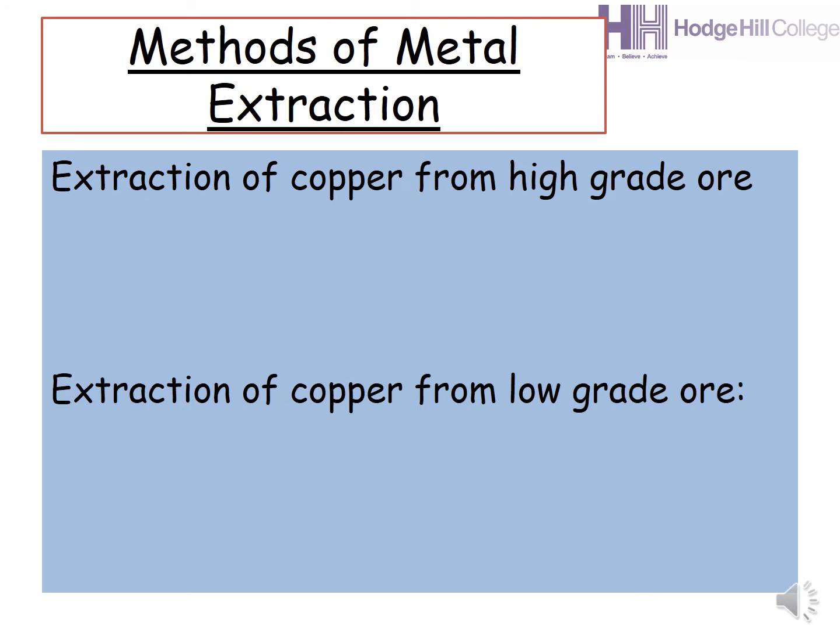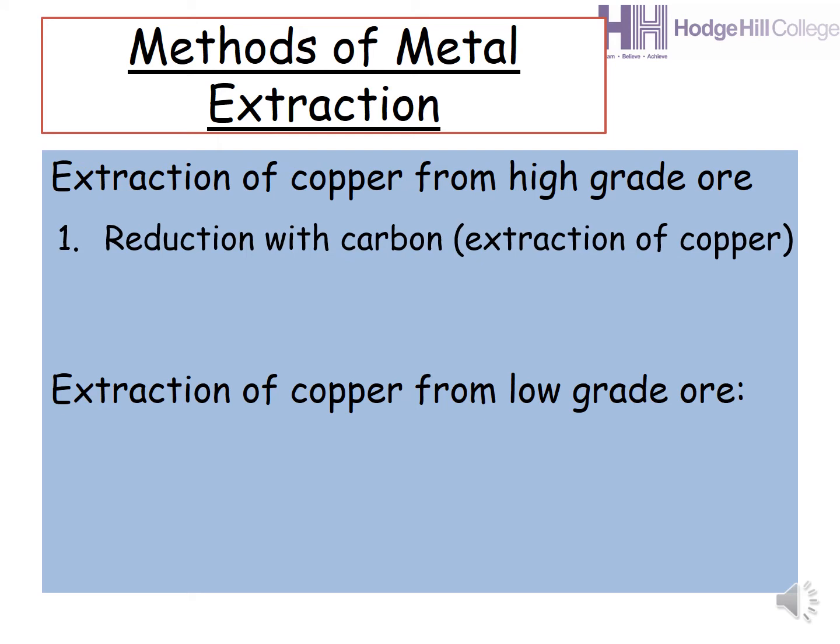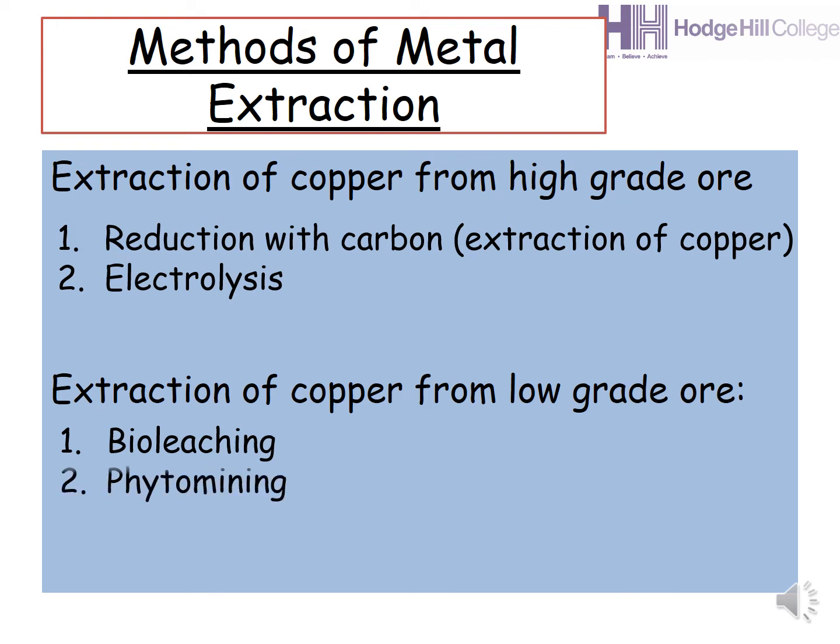Okay, so we're going to focus on the extraction of copper. Now, copper can be extracted from high-grade ores and also low-grade ores. The two main methods of extracting copper from high-grade ores include reduction with carbon and also electrolysis. From low-grade ores, the two biological processes that we'll be looking at are bioleaching and phytomining.